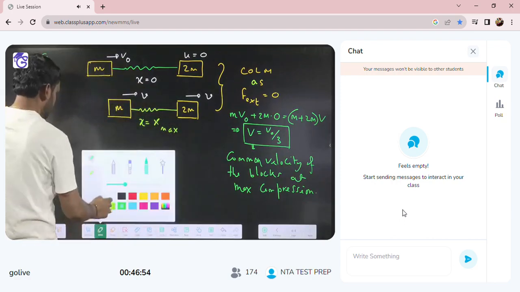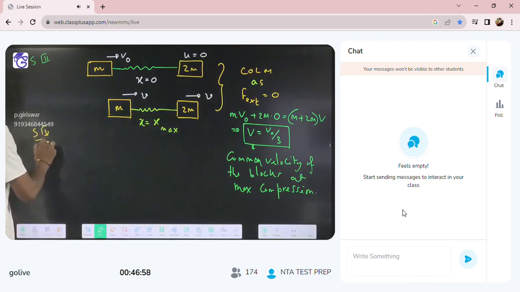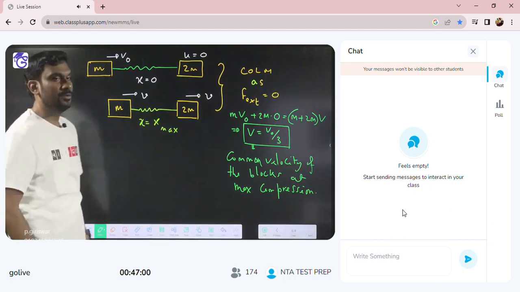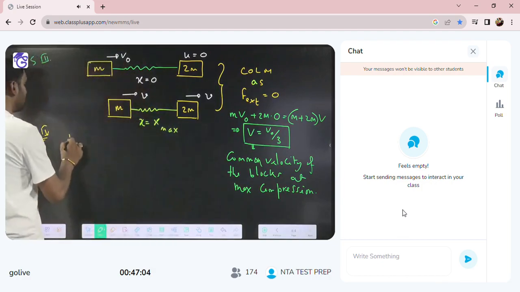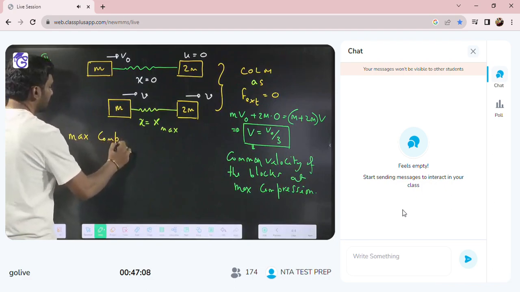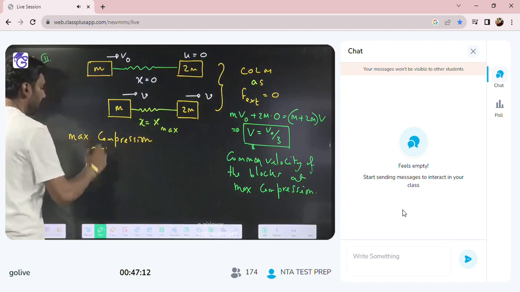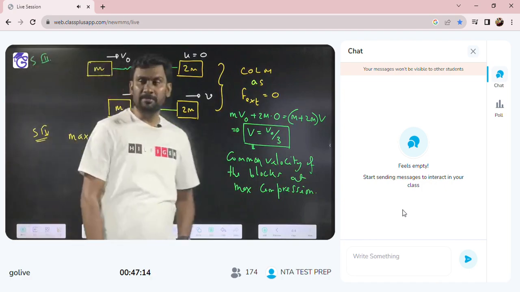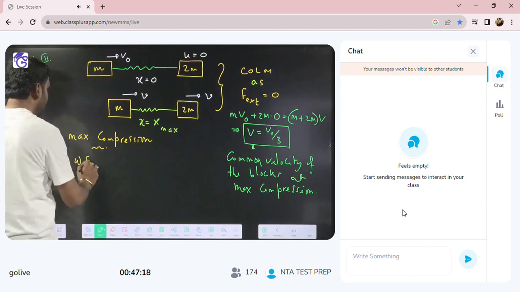Next, we'll move on to step 4. What is step 4 now? Step 4 is we will calculate max compression of the spring. So to calculate max compression of the spring, we will take the help of the work energy theorem.